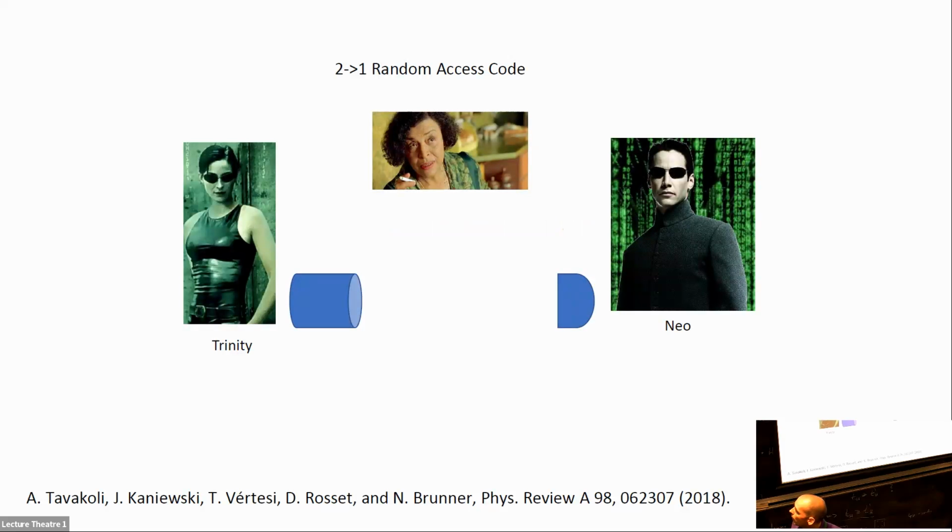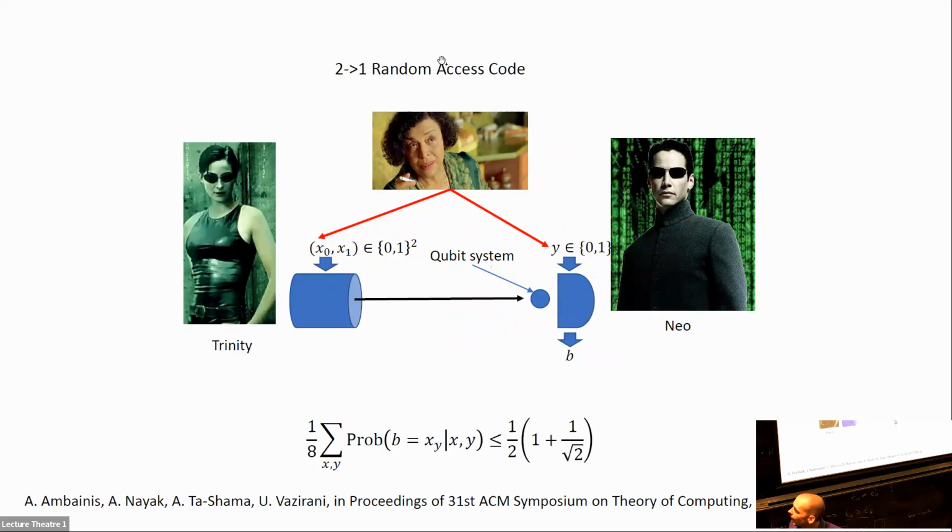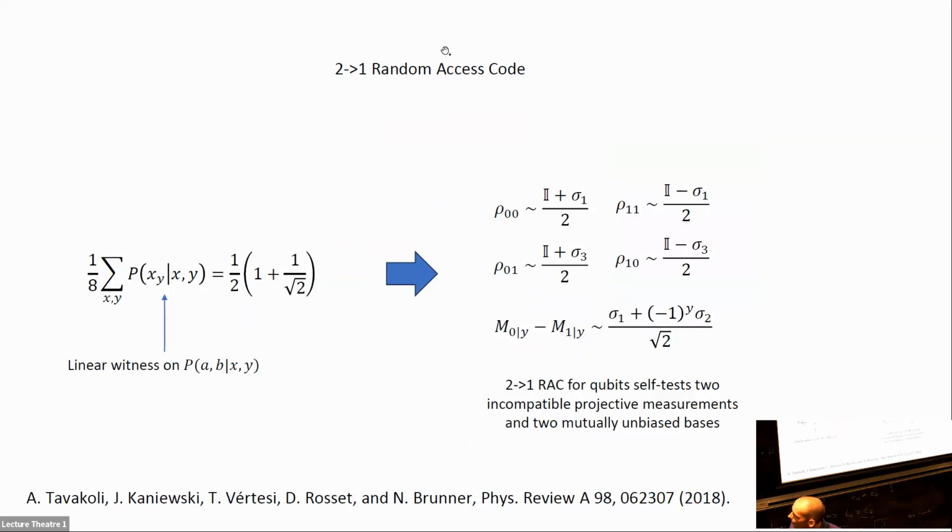Okay. There has not been much work on self-testing prepare and measure scenarios. The first one I know of is from 2018. And again, it's in this Trinity and Neo thing. You have to do a 2-to-1 random access code. So the oracle is distributing 2 bits to Trinity and 1 to Neo. And depending on the bit, Neo has to guess either the first bit of Trinity or the second bit of Trinity. And of course, if we allow Trinity to send Neo one qubit, you cannot do this perfectly. So the average probability of success will be bounded by this value. Now, in this paper, these authors wonder what happens if you saturate the inequality.